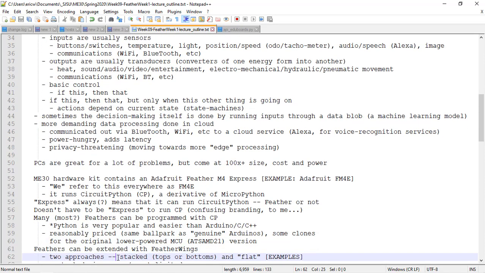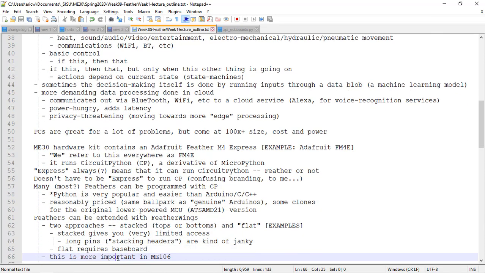But one of the things that you should definitely pull out of this part of the discussion so far is that PCs are good for a lot of problems, but they're not the perfect solution for everything, for cost reasons, size reasons, power reasons, etc. And there's just a lot of applications that can be enabled by really small devices that you can basically build for a couple of bucks.